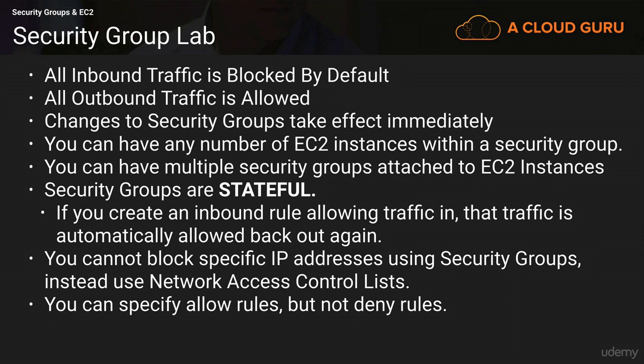You can also specify allow rules, but not deny rules. Again, very, very important. You can't deny, and I sort of said this earlier, not just to a specific IP address, but I can't just deny HTTPS traffic, for example. By default, nothing is allowed, but I always add allow rules in. I can't specify a deny rule.